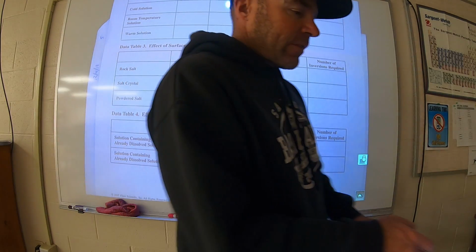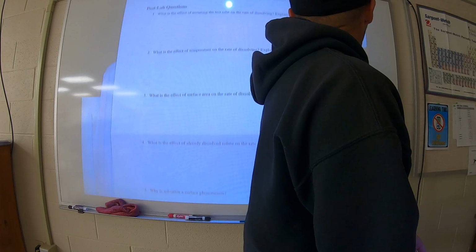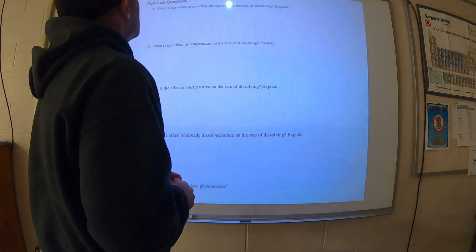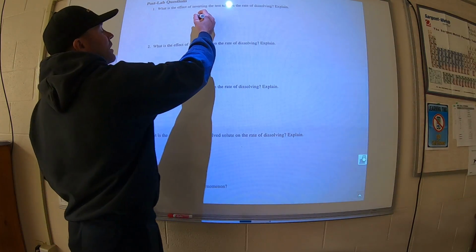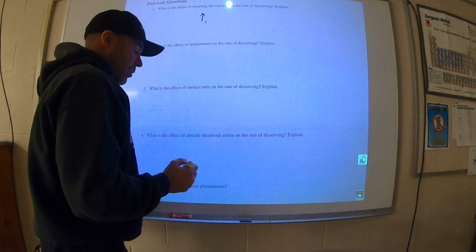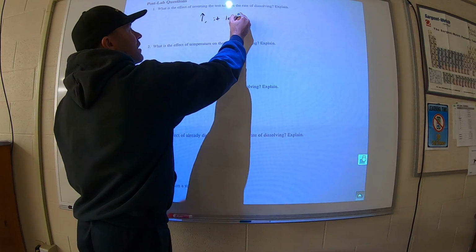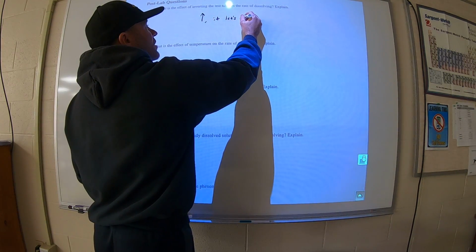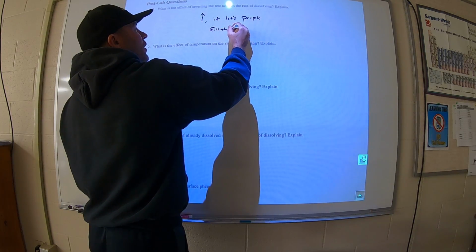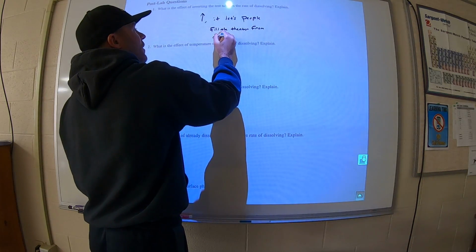So let's then flip over to the back and answer these questions real quickly about what happened. The first question says, what's the effect of inverting the test tube on the rate of dissolving? It increases the rate of dissolving. And I'm going to explain it in terms of seats. We'll say it lets people fill the theater from any place.